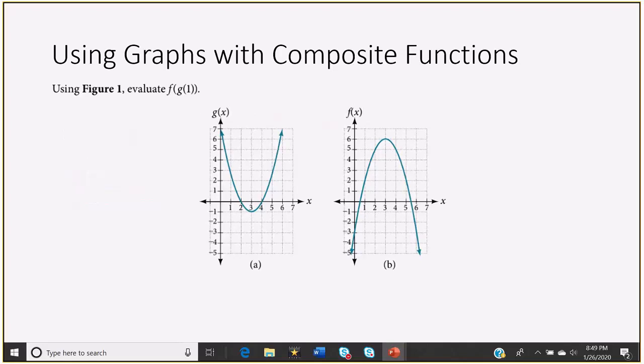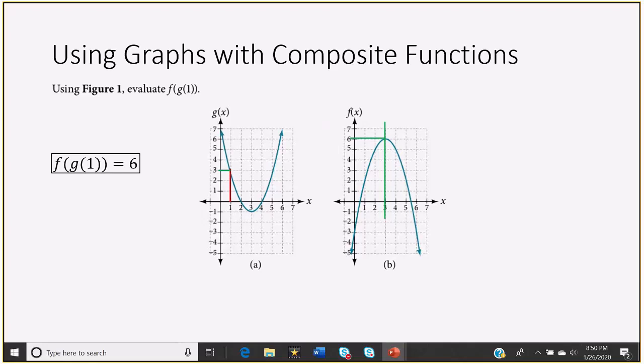So with these two functions, I'm trying to evaluate f of g of 1. So I'm going to start with the inside, g of 1. What's g of 1? Okay, I look at my left graph. I go to where my x is 1, and then I trace up to my graph and see what the y value is. Oh, it's 3. So g of 1 is equal to 3. And now I go to my f graph and I plug in 3. So I come to my x value of 3. I trace up to my graph. f of 3 is equal to 6. So f of g of 1 is equal to 6.